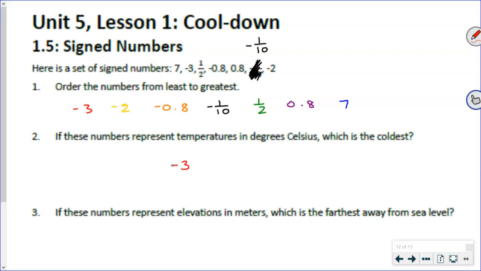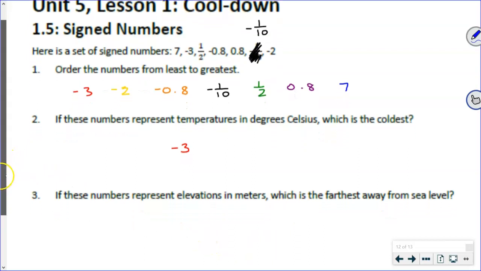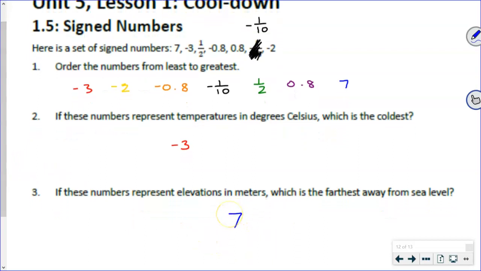And if these numbers represent elevations in meters, which one is the farthest away from sea level? Caitlin F. 7. 7 is the furthest away from 0, because 7 is 7 away from 0. Negative 3 is only 3 away from 0. So 7 is the furthest away from sea level.